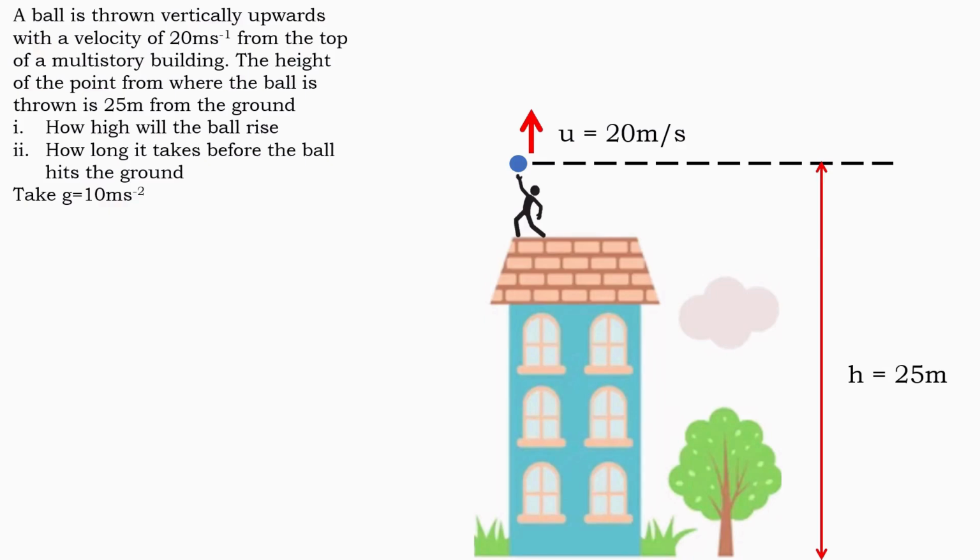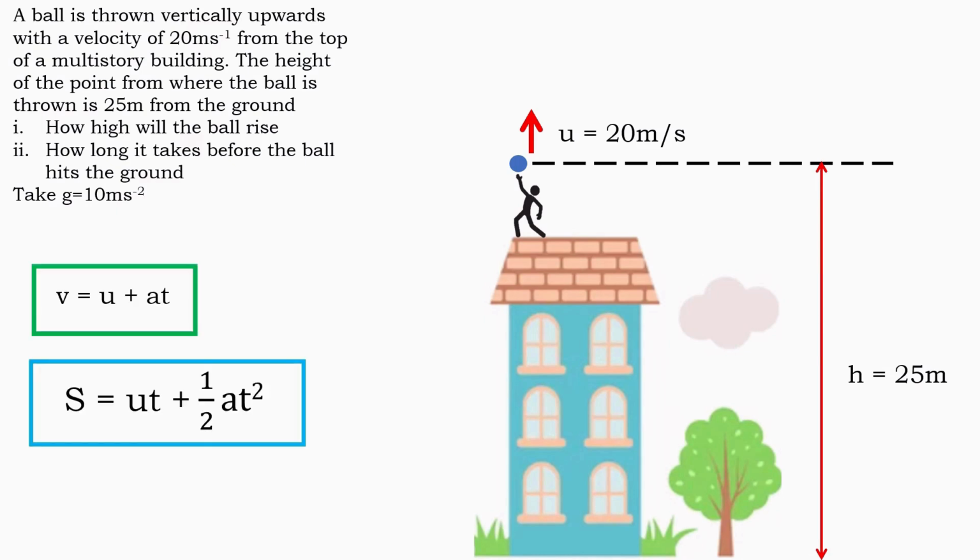Look at the problem on your screen and take a moment to try solving it. In the previous video, we derived the first and second equations of motion and also solved a numerical problem using them. But if you try solving this question using only those two equations, you'll soon realize that something is missing. So how do we solve it?